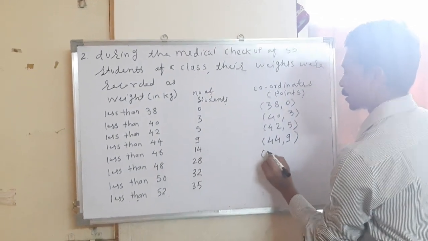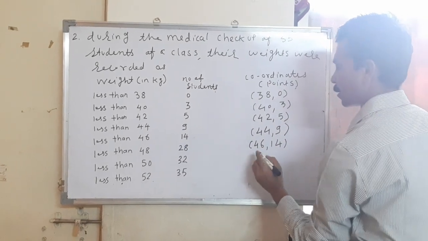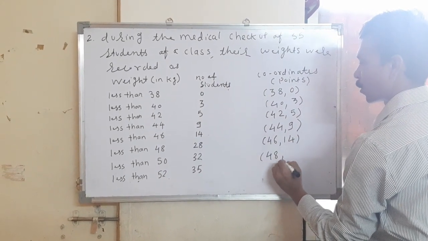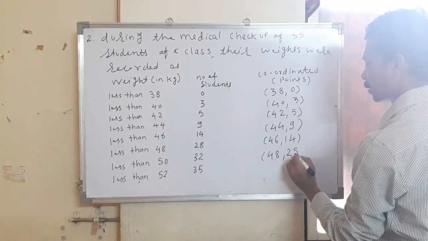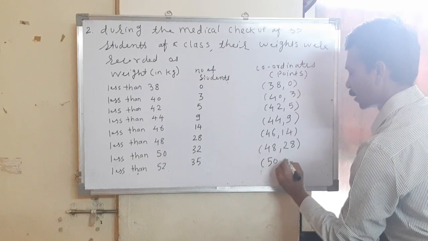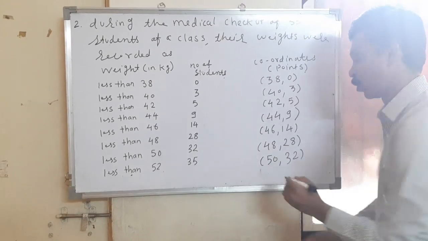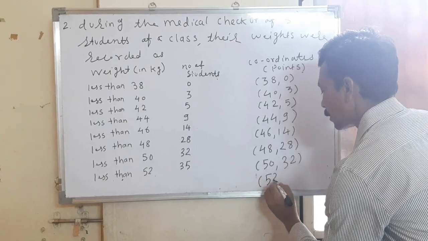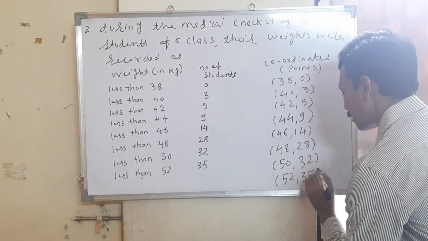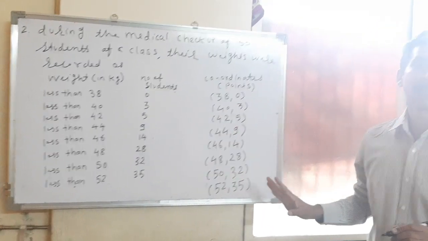Then it is 46, 14. Then 48, 28. Then 50, 32. And last is 52, 35. Now the coordinates are ready.